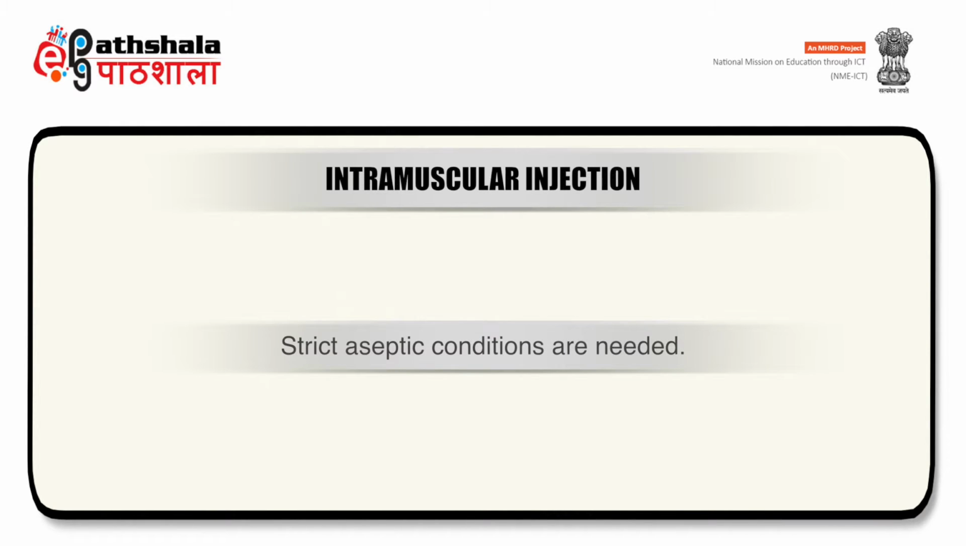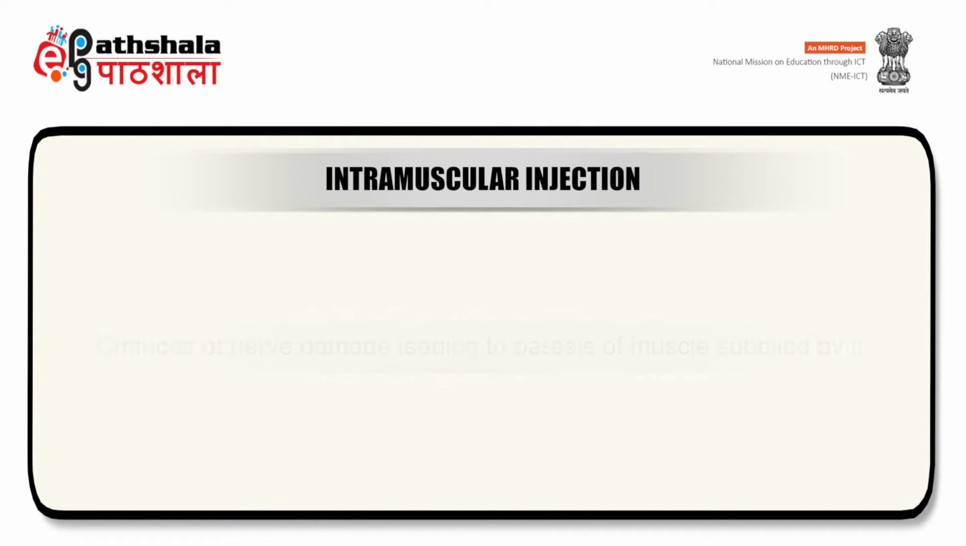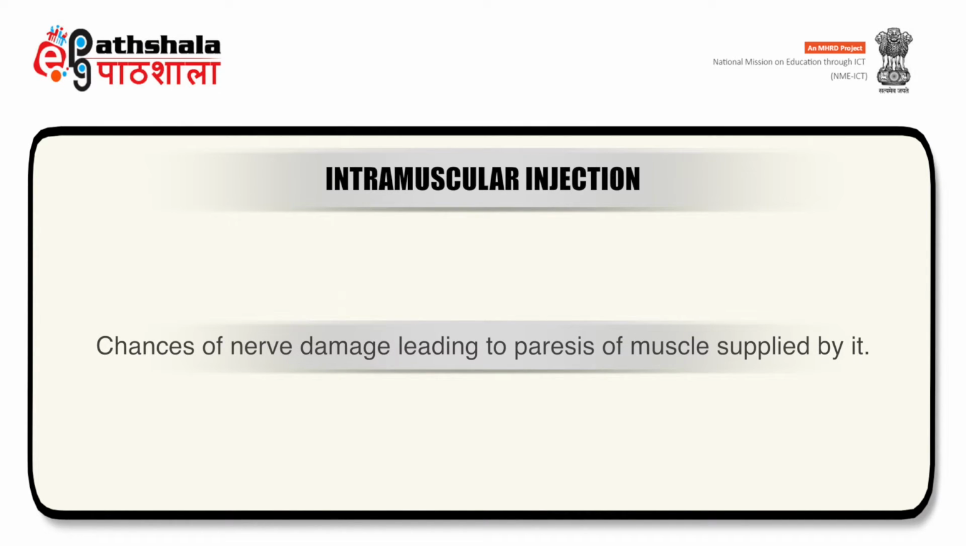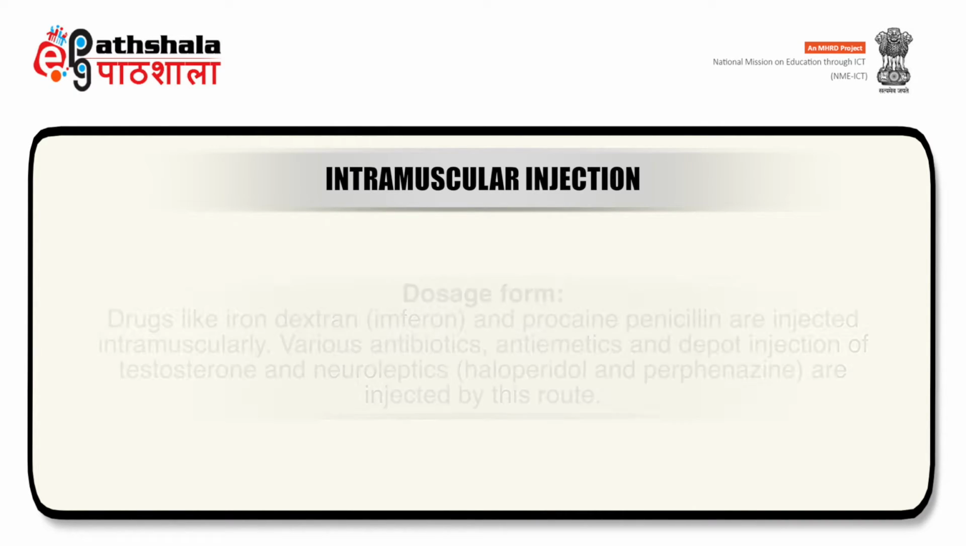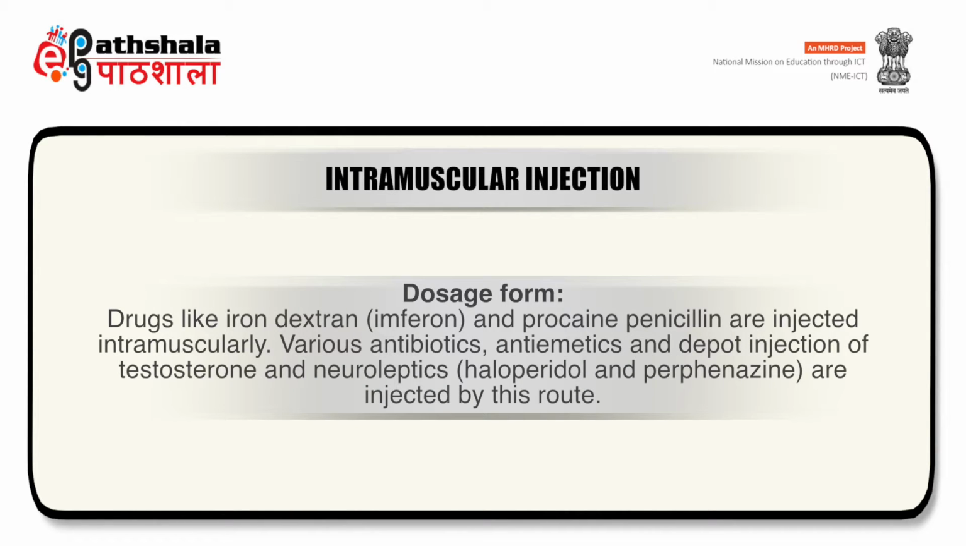Demerits of intramuscular route. It is painful, and self-injection is often impracticable because deep penetration is required. Strict aseptic conditions are needed. There are chances of abscesses at the site of injection and chances of nerve damage leading to paralysis of muscle. Large volumes also cannot be administered by intramuscular route. Dosage forms administrable by intramuscular route include drugs like iron dextran, procaine penicillin, various antibiotics, antiemetics, and depot injections of testosterone and neuroleptics.